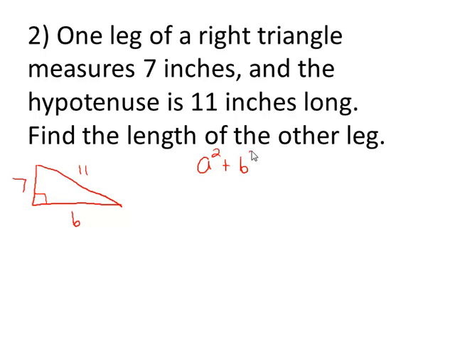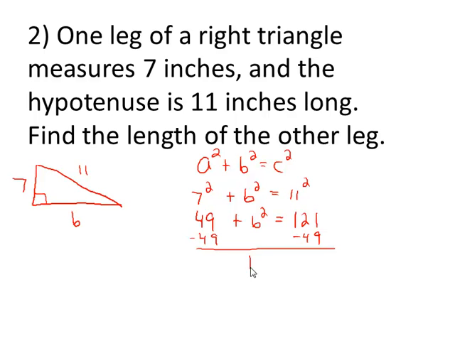Again, the Pythagorean theorem: A squared plus B squared equals C squared. Put in 7 for A and 11 for C. 7 squared is 49. 11 squared, 11 times 11, that's 121. Let's go ahead and subtract over the 49. B squared equals 72. So to solve for B, I'm going to take the square root of both sides, again ignoring the negative square root because this has to be positive.